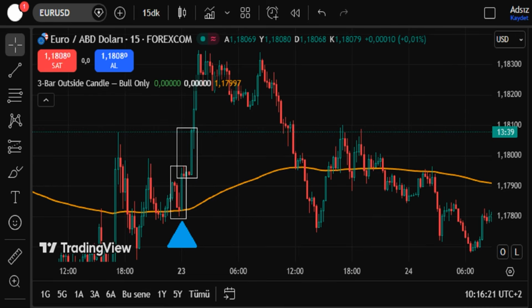Apple shows the same setup, and Bitcoin too. 3 calm candles, then an outside candle sparks a 2% rally within hours. This pattern works across markets, Forex, stocks, and crypto alike. While most traders spend years hunting for a dependable setup, you discovered one in minutes.